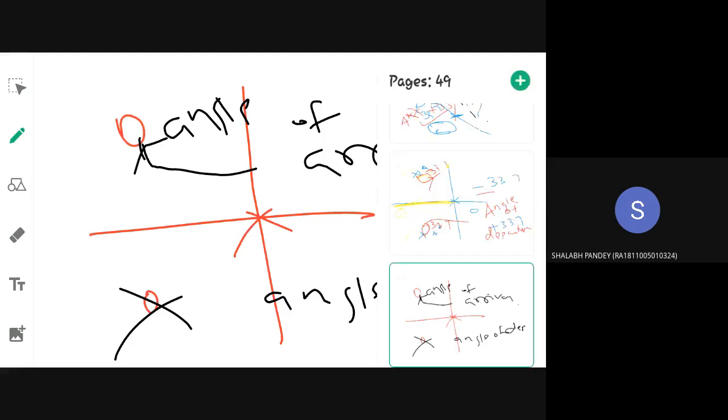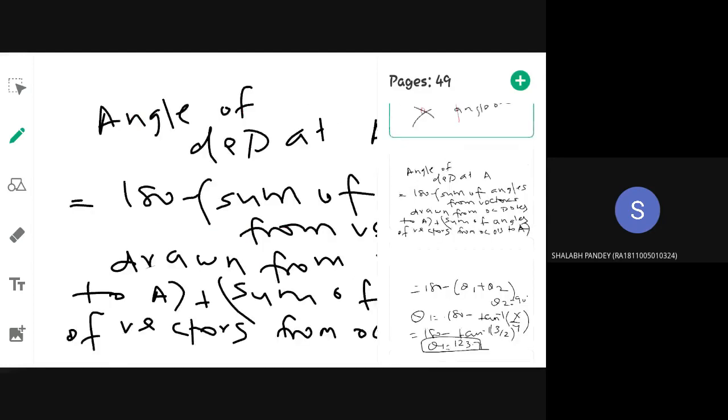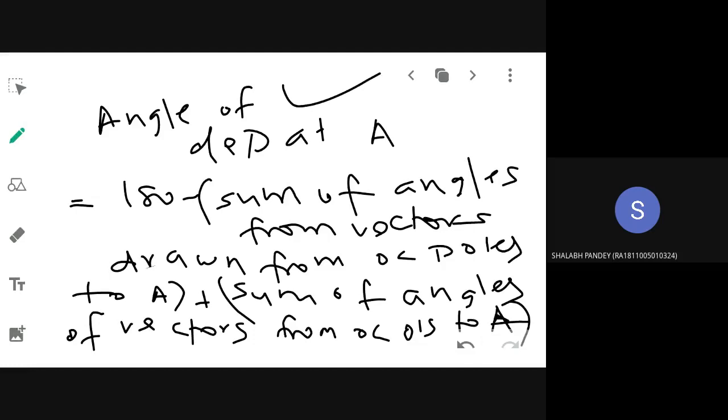Alright. I will tell you the general formula. Make a note of that formula. How to find out the angle of departure. What is the general formula for finding the angle of departure at A? 180 minus the sum of angles of vectors drawn from open loop poles to A, plus the sum of angles of vectors from open loop zeros to A. But for this problem you are not having zeros. So the third term will become nullified. Only the first two terms we have used for this problem.